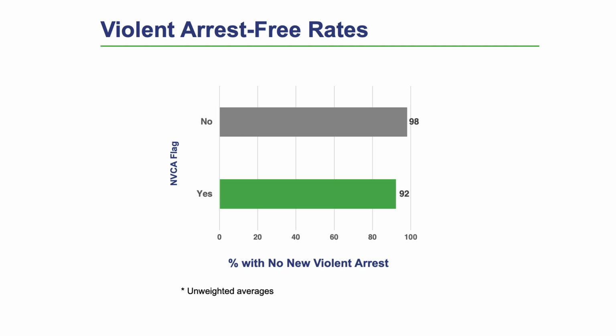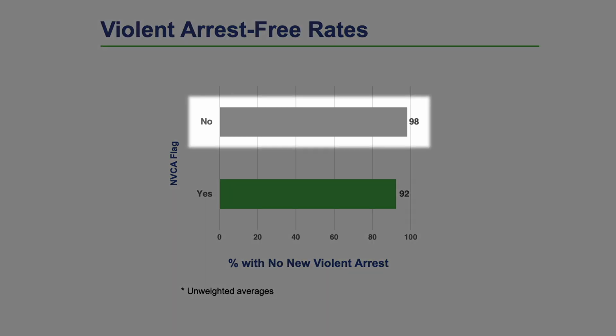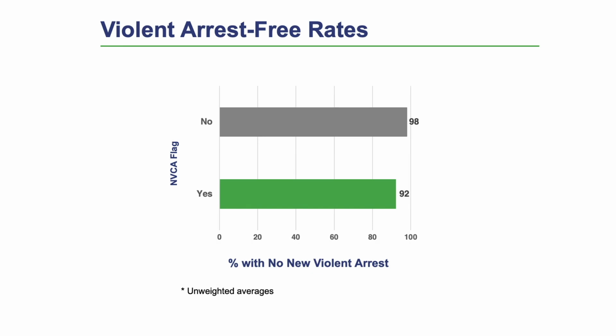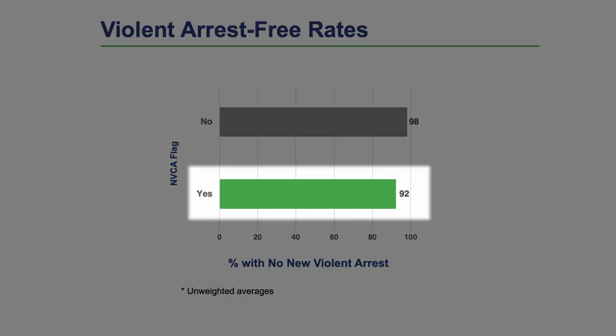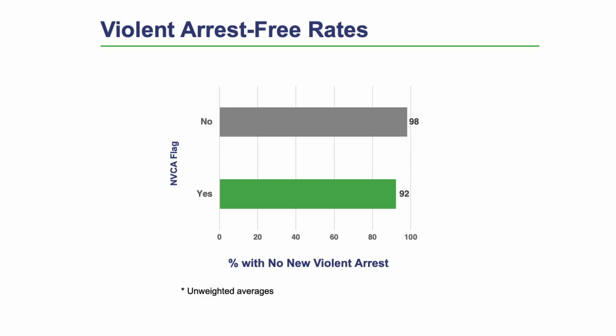Here you can see that among the cases that did not receive the flag, the bar on the top, 98% were not arrested for a violent offense pretrial. Of the cases that did receive the flag, the bar on the bottom, 92% were not arrested on a violent offense. Thus, people in both groups were very unlikely to be arrested for a new violent offense while on pretrial release. So, big picture, what does the PSA violence flag tell us?